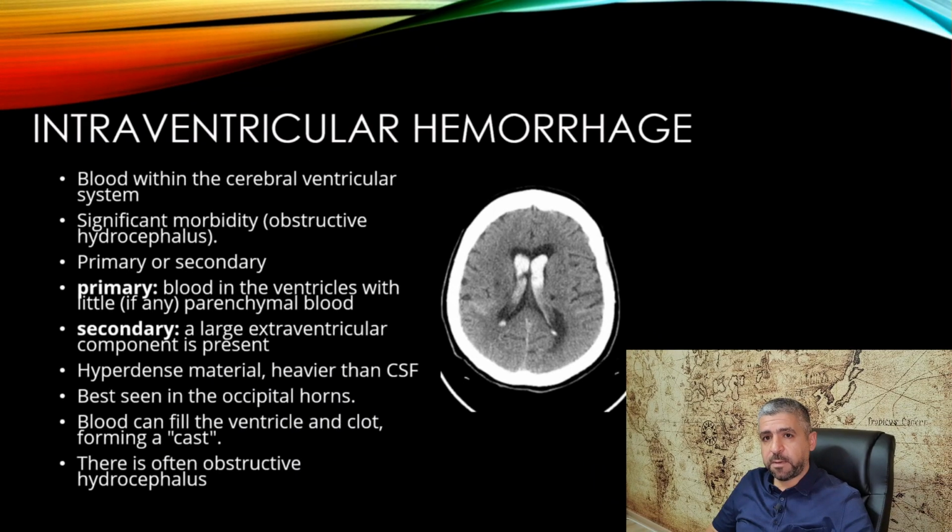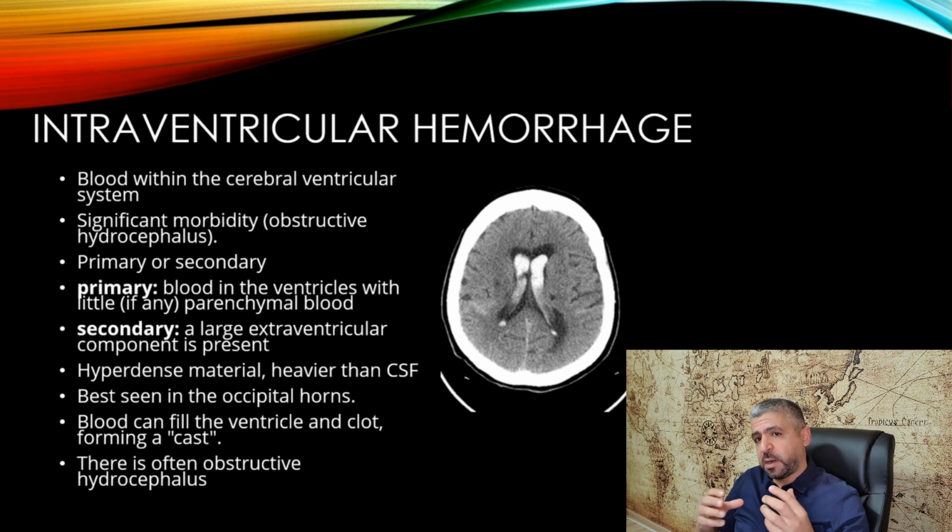So the fourth type of extraaxial hemorrhage is intraventricular hemorrhage. It's basically blood within the ventricular system of the brain. It has a very high morbidity and mortality. And why is that? Because blood will clot and this will obstruct the CSF, resulting in obstructive hydrocephalus. It can be either primary or secondary. Primary, it's blood within the ventricle only, with little if any blood outside the ventricles, in the parenchyma of the brain. While secondary, there is a large extraventricular component. We will see a lot of examples of that in the coming slides.